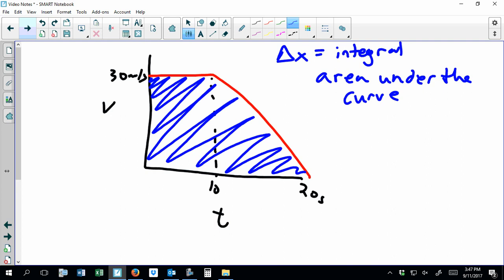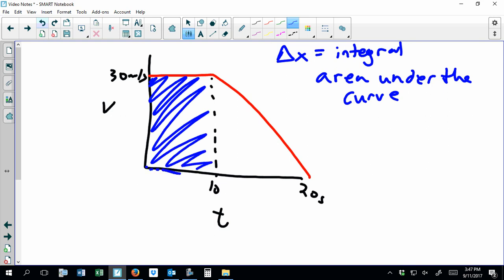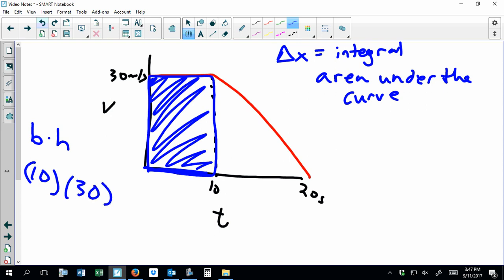So if I wanted the entire displacement for this entire trip, I would need to find the area of this entire shaded section. But I want to just do this first piece first, just from 0 to 10 seconds. And if you'll notice, as I sort of outline that, that is a rectangle. So we are just doing the area of a rectangle, which is just the base times the height. So here, this base is 10. We go from 0 to 10, multiplied by the y value, 30. So my area here is 300. And remember that our displacement is meters. So that area is 300 meters.